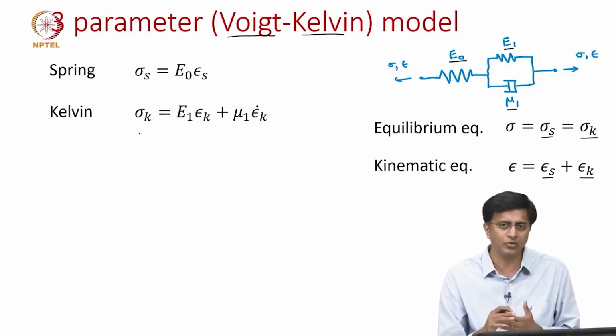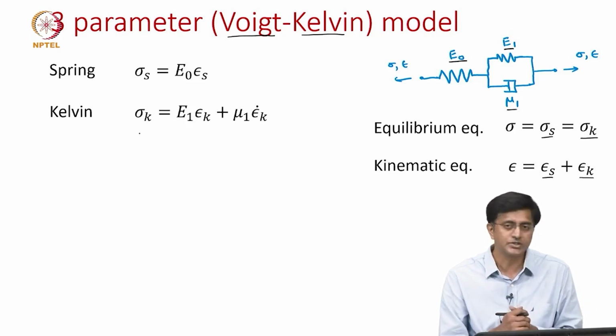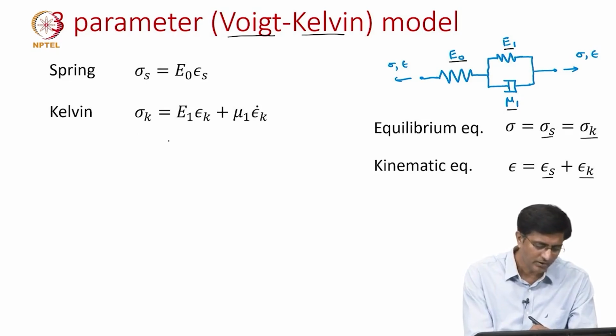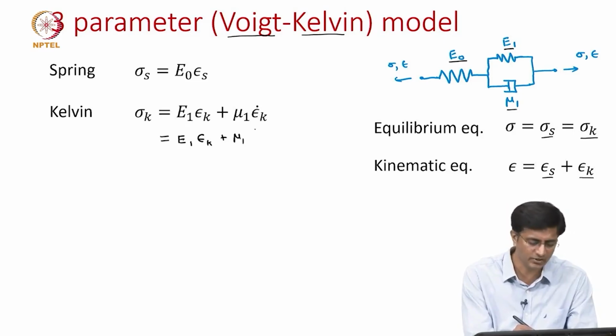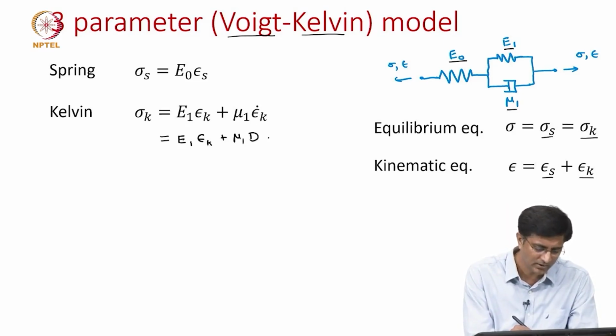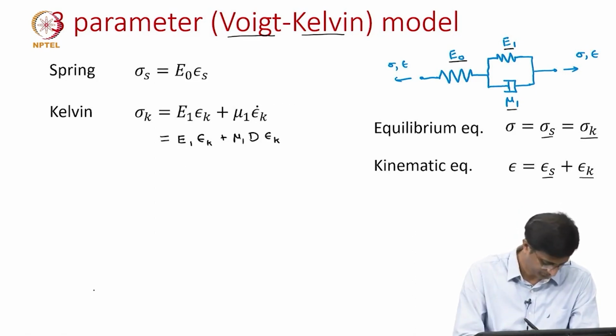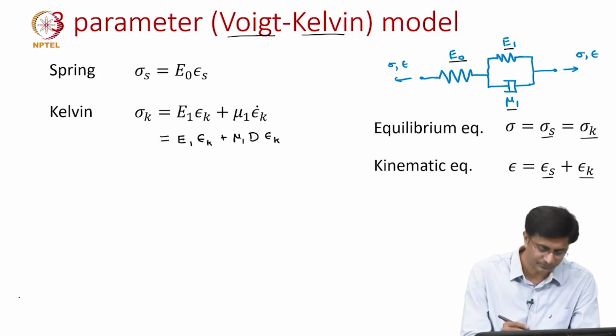Okay. Now, let us see how we proceed to develop the stress strain relation for this 3 parameter model. First, we will start by introducing a differential operator d. So, we will rewrite this Kelvin equation as E1 epsilon k plus mu 1 times, here, instead of writing the first derivative of the strain, I will write it as d times epsilon k, where d here is the differential operator.